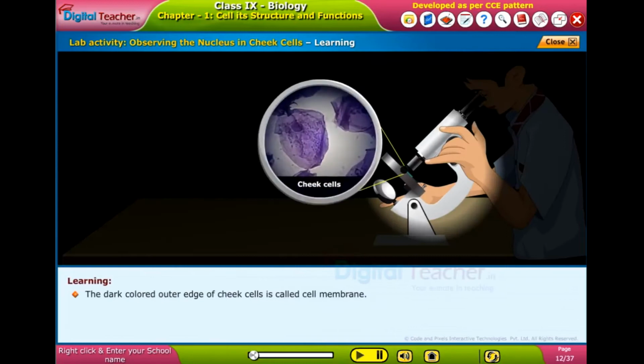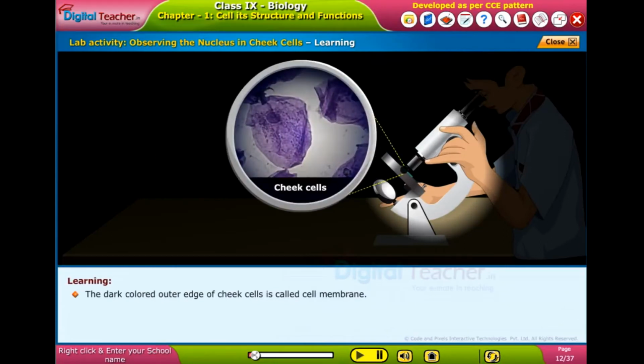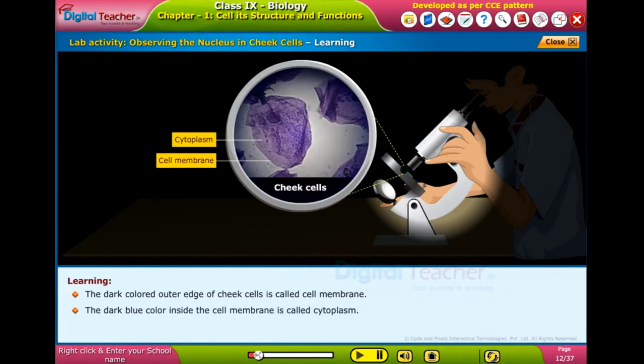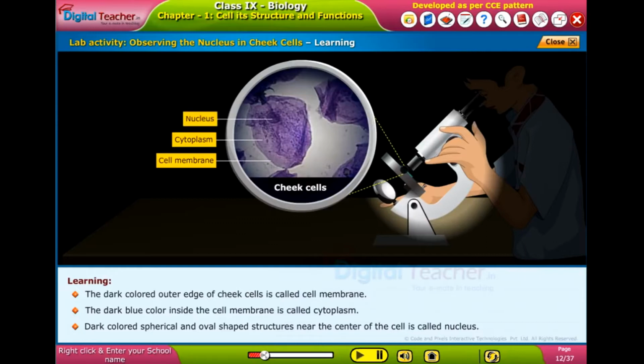The dark-colored outer edge of cheek cells is called cell membrane. The dark blue color inside the cell membrane is called cytoplasm. Dark-colored spherical and oval-shaped structures near the center of the cell are called nucleus.